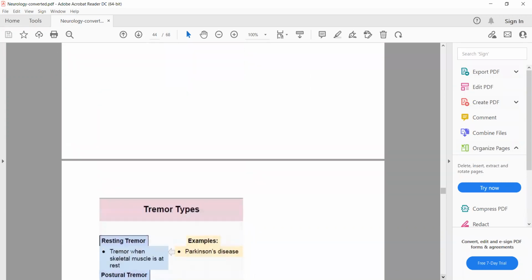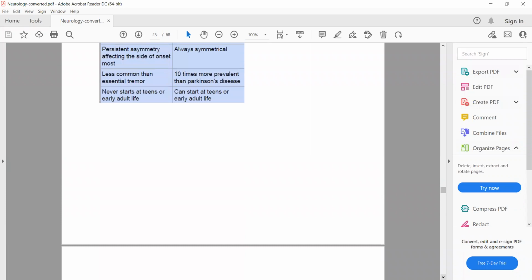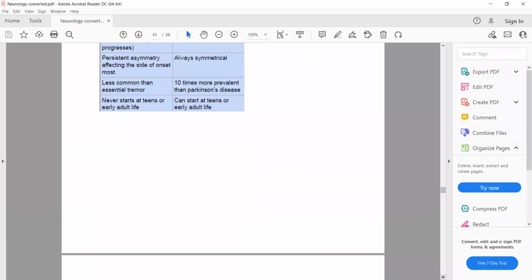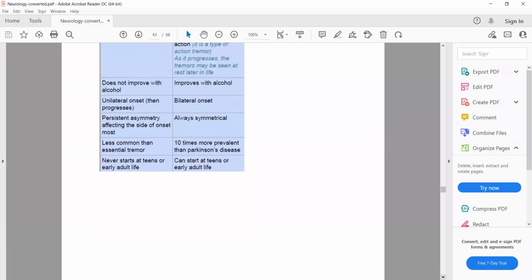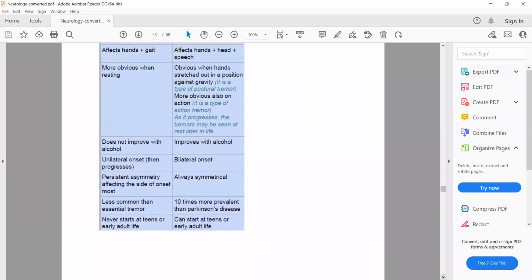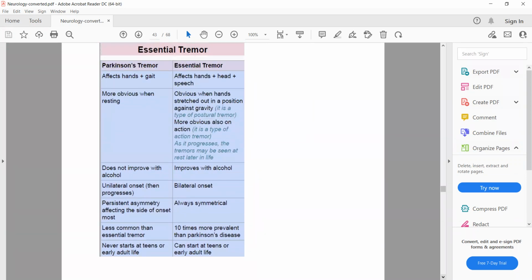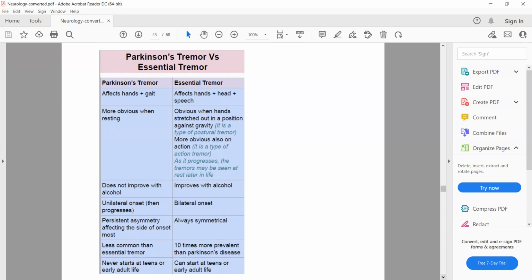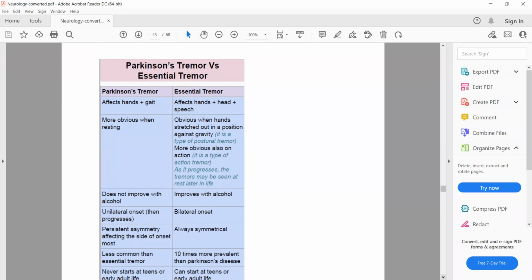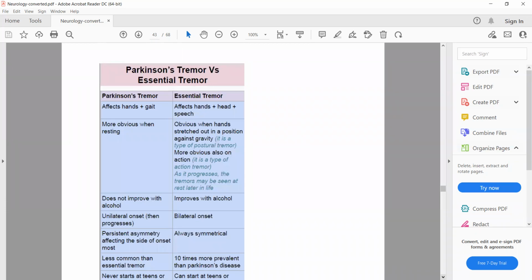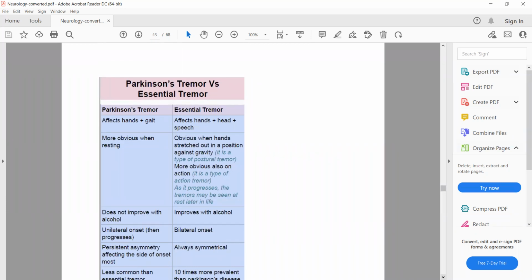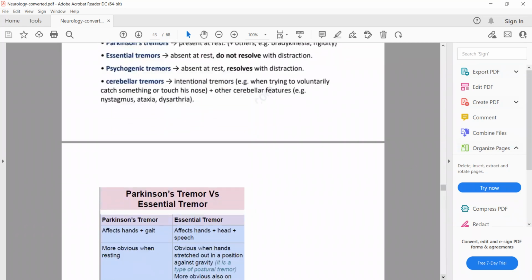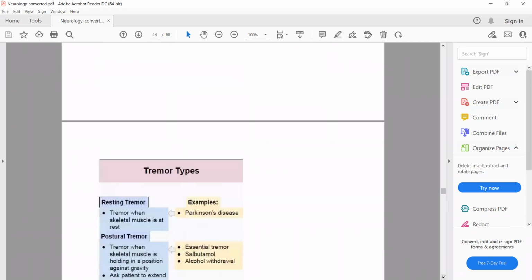So the types of tremors and how to identify or differentiate between them is clear to everyone. Is there any question anyone wants to ask? So a tremor that improves with the use of alcohol is essential tremor. No question, guys? So I have a question.